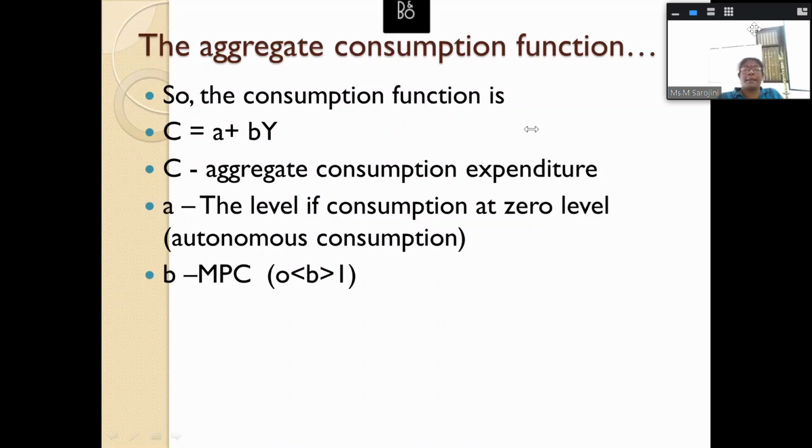MPC, B, is called the slope of the consumption curve, right? Also, the value of B or the MPC lies between 0 and 1, right? Not more than 1 or less than 0. It lies between 0 and 1.